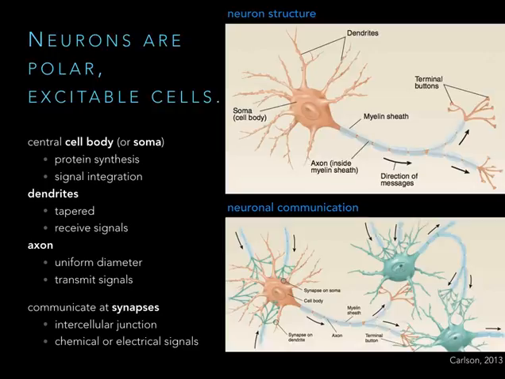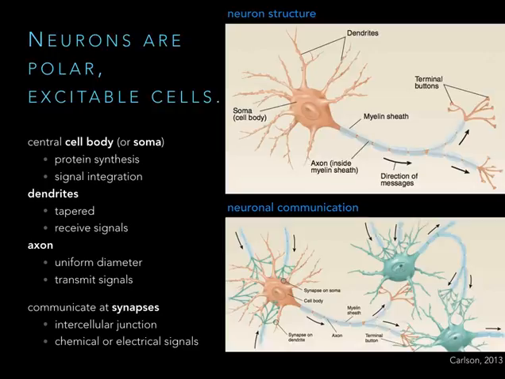Located centrally, we have the cell body. The cell body is essentially your typical cell. It has the nucleus, it carries out protein synthesis, and this is where signals from the dendrites are going to get integrated, so the neuron can determine whether it has received sufficiently excitatory input to then propagate a signal down its axon or not. Now the terms cell body and soma are used interchangeably. So sometimes you'll hear somatic, that just means something to do with the cell body.